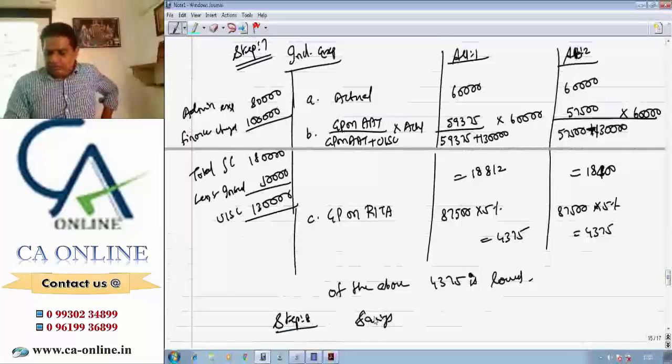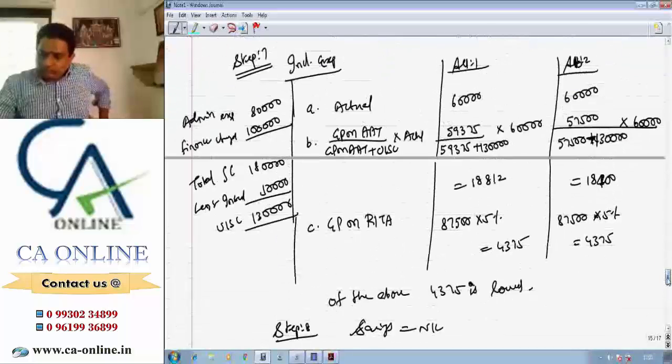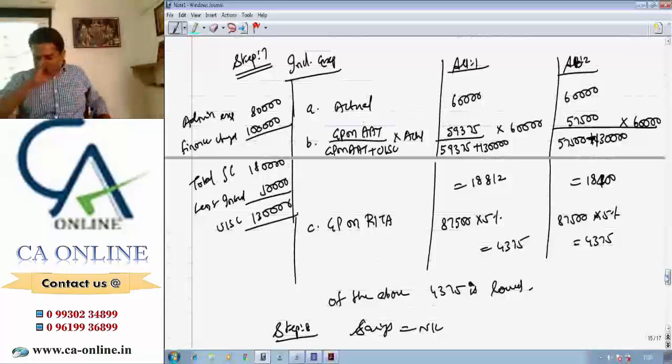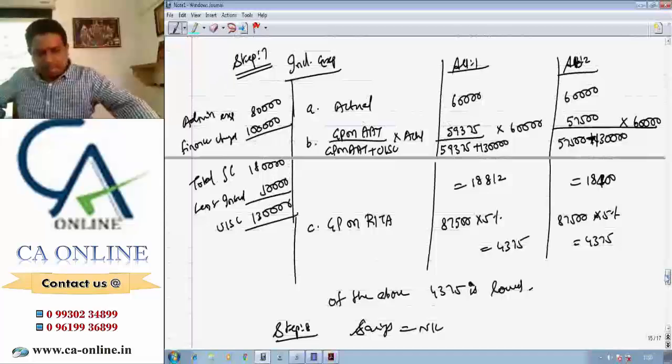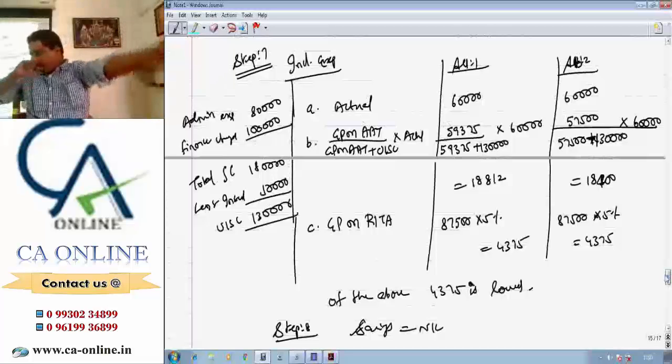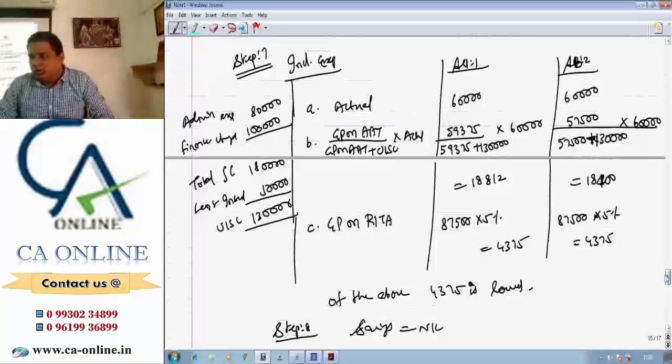Step 8, savings nil, not given. Step 7, have you completed? Have you completed step 7? Have you completed?